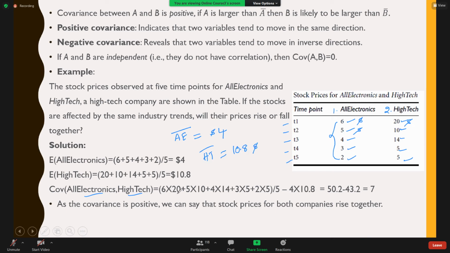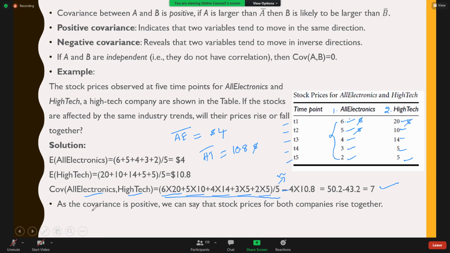So find out the product. 6 into 20 plus 5 into 10, 4 into 14, 3 into 5, 2 into 5. These are the products. Sum of the product divided by total number of observations, n value, minus each mean. What is the mean of All Electronics? 4. Mean of High Tech? 10.8. So the value of this is 50.2 minus 43.2, which is 7.